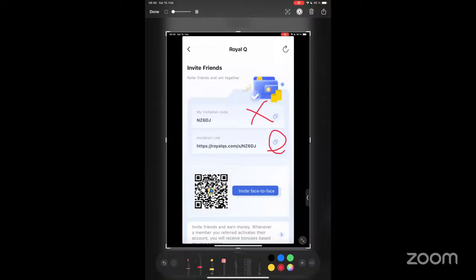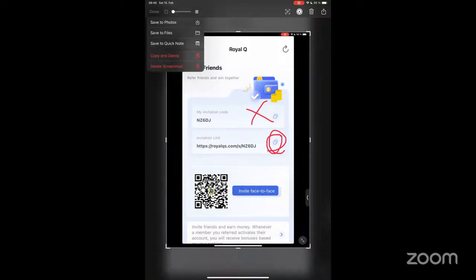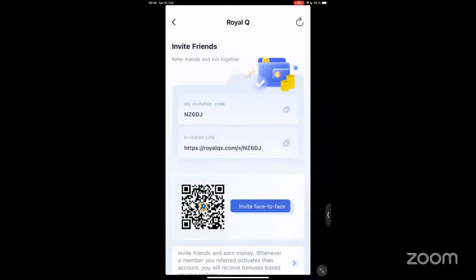Over how many million users? So you have to know which one to go in for. Okay, so just simply tap on the official invitation link, then you'll be able to register successfully. After that, you are redirected to another page where it sends you to your store to download the Royalq app.